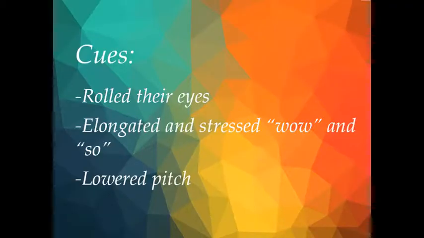We can infer that the addressee is being sarcastic. How do we know? Number 1, they rolled their eyes as they said this statement. Eye rolling is a kind of body language that is a cue for sarcasm. Number 2, they use elongation and stress on the words "wow" and "so," which is another set of cues for sarcasm. Number 3, in English, sarcasm is marked by a decrease in voice pitch. The pitch of their voice did become deeper, which signals sarcasm.